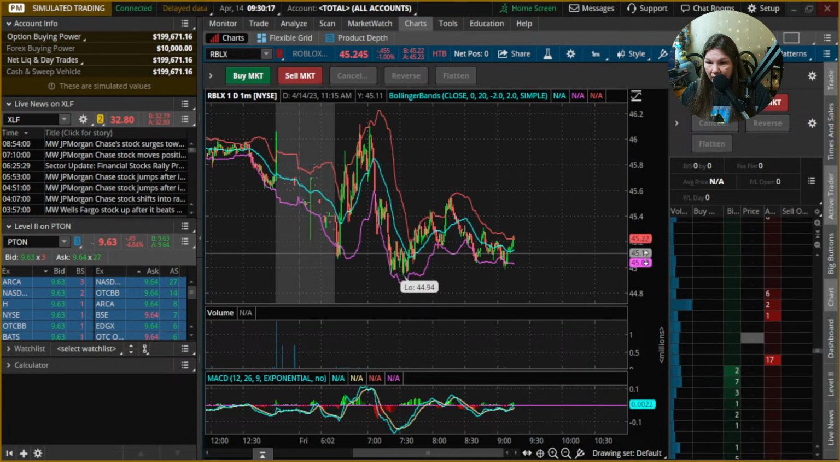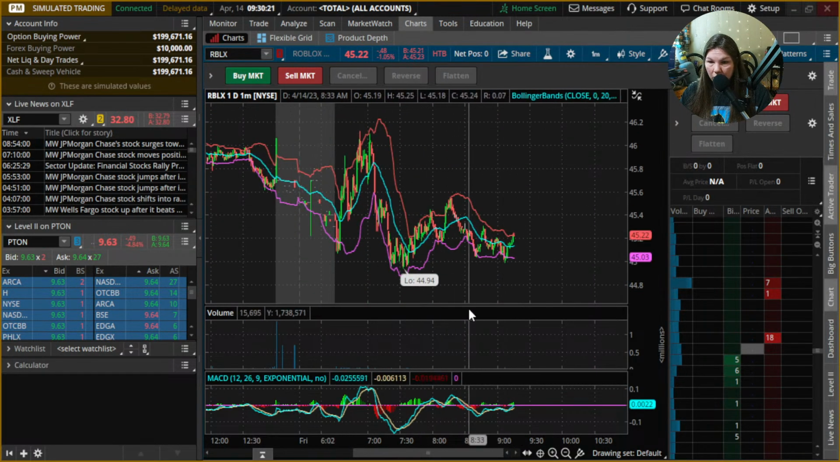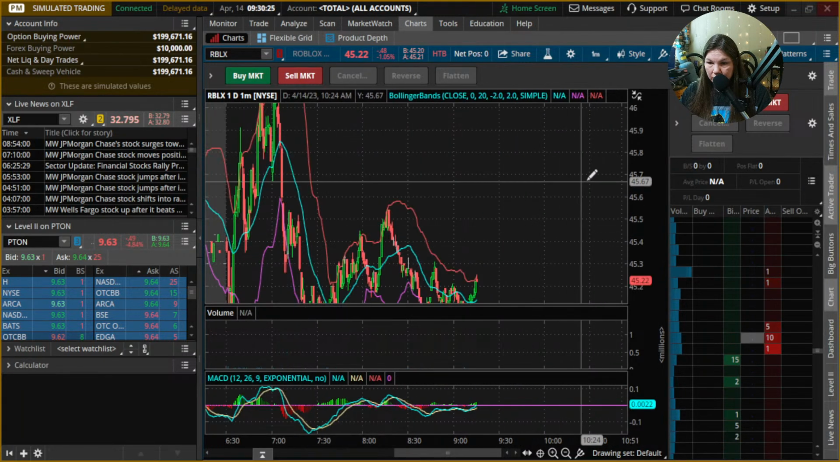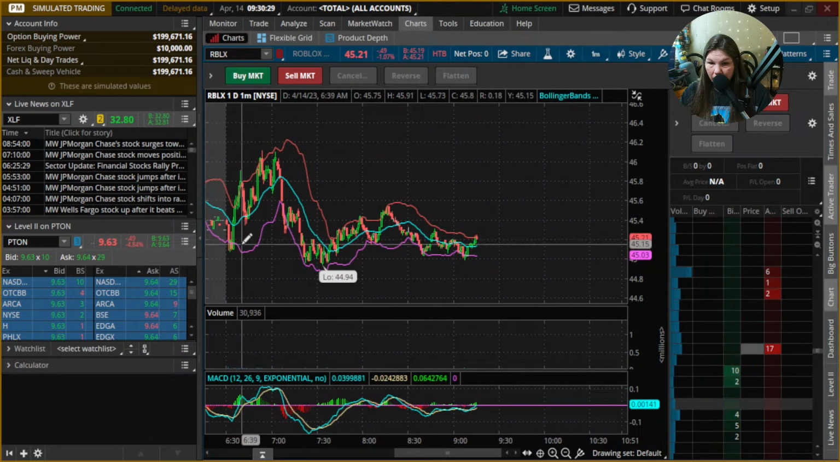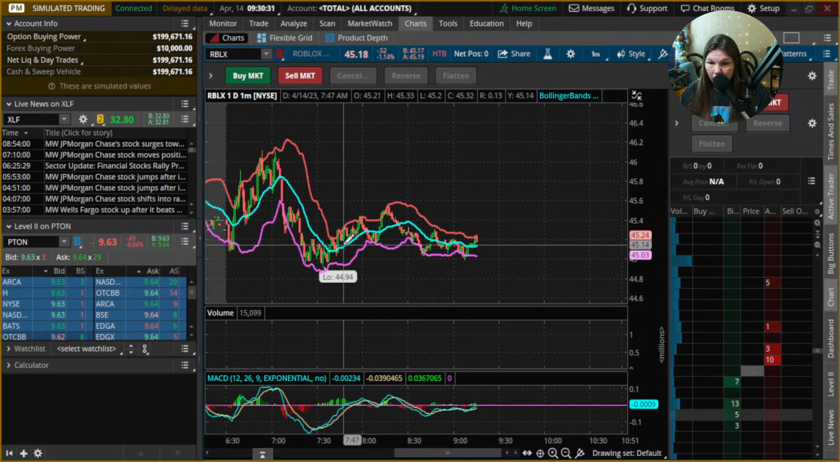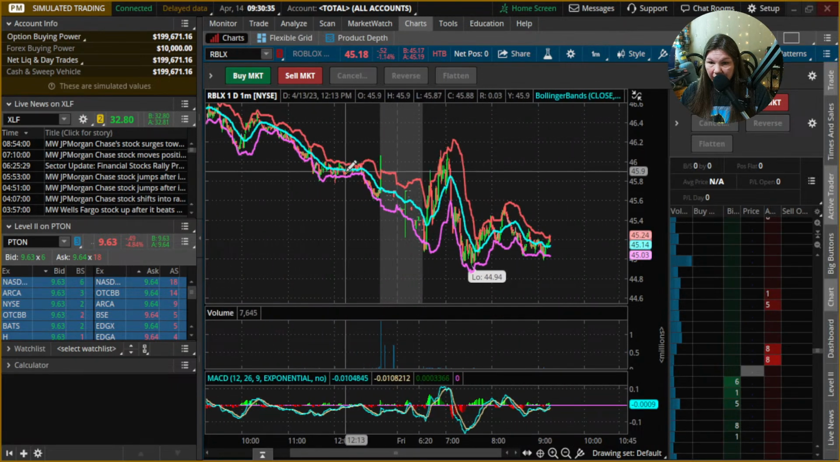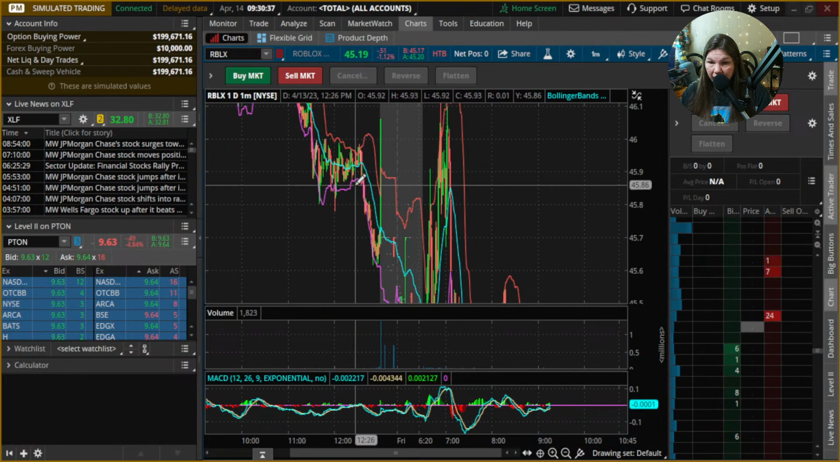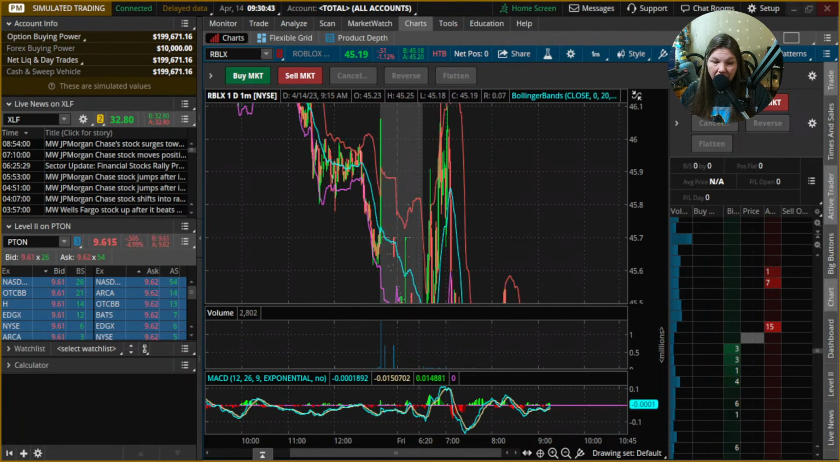We can make it bigger here. Well, this is Roblox. So, we got some high volatility there because over here, that was a squeeze right there. It's pretty tight, pretty close. And that signals higher volatility, guys.